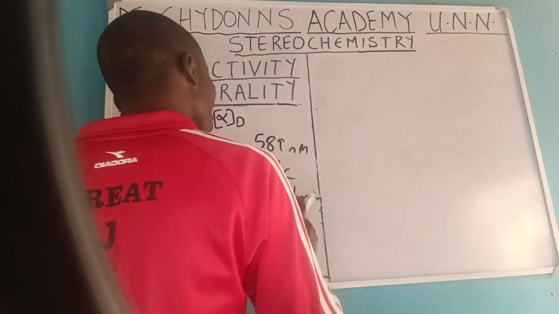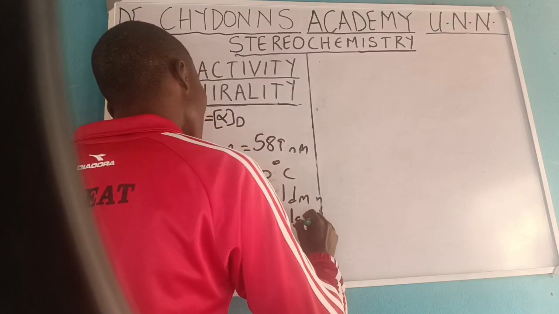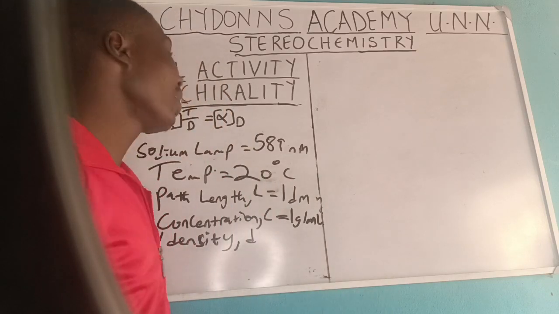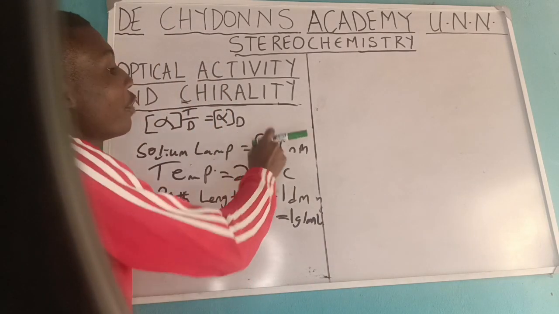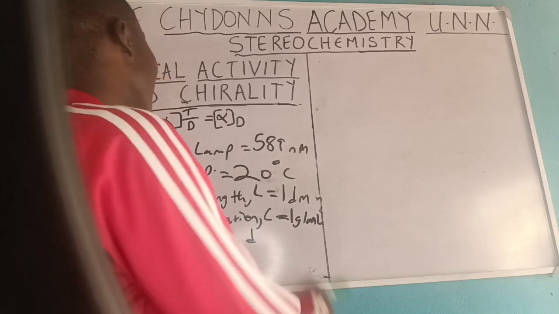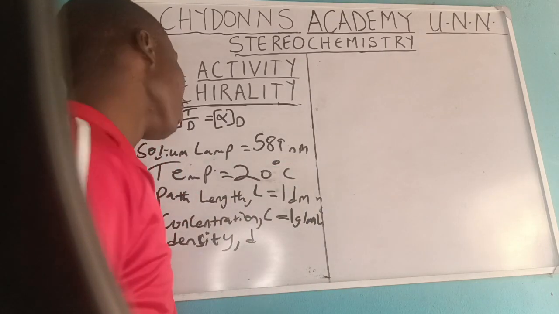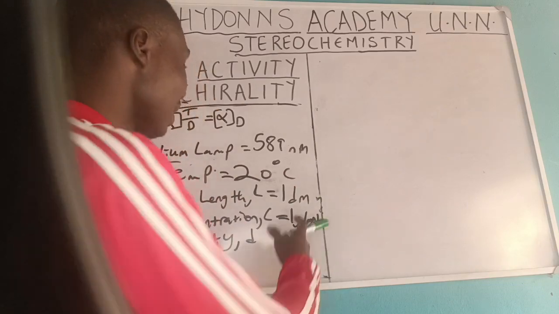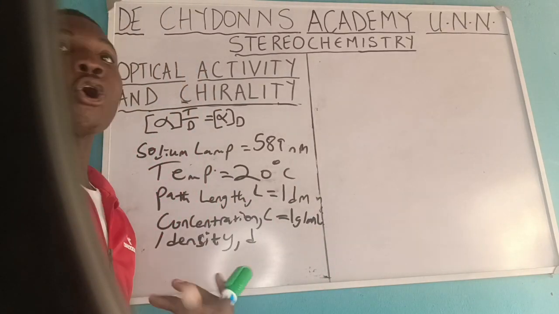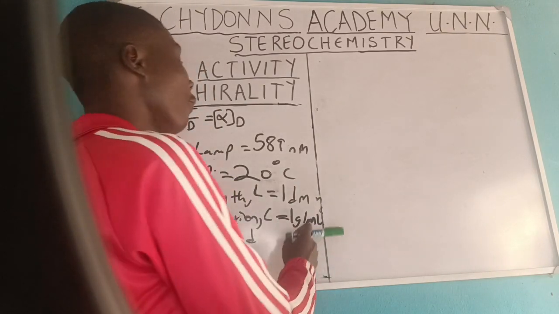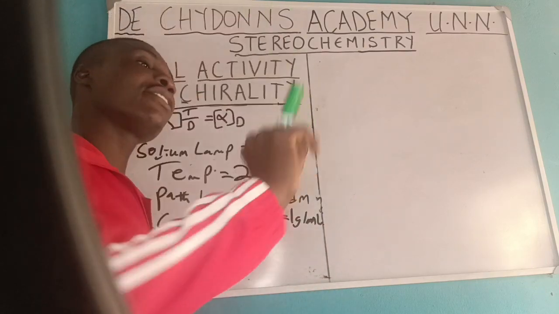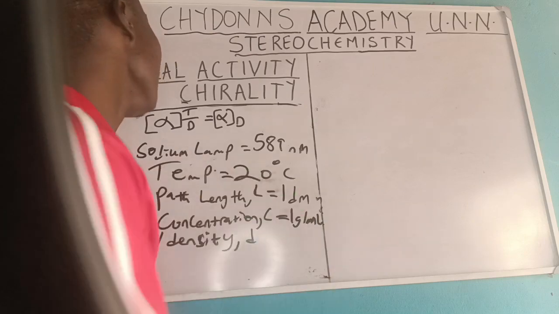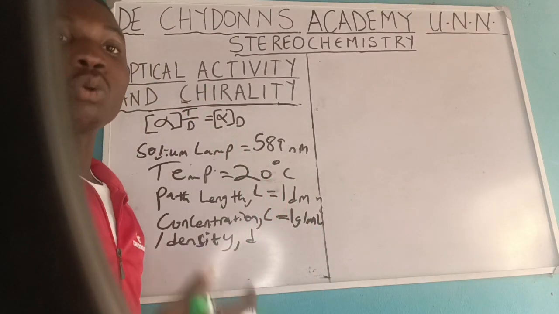When you have a concentration of 1 gram per mL, and you carry out the measurement for that compound with a sodium lamp of 589 nanometers, a temperature of about 20 degrees Celsius, and a path length for the sample tube of 1 dm, that's decimeter, and then a concentration or a density of 1 gram per mL, the angle of rotation you're going to have is the specific optical rotation.